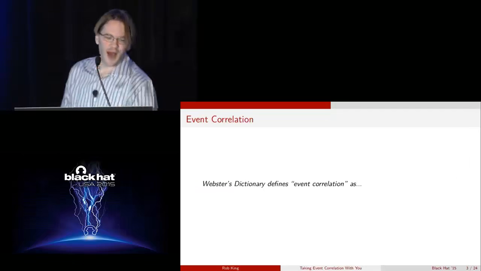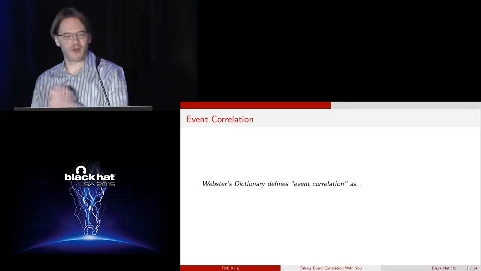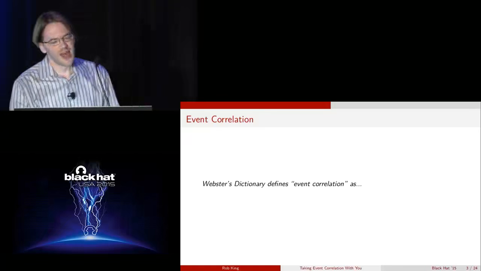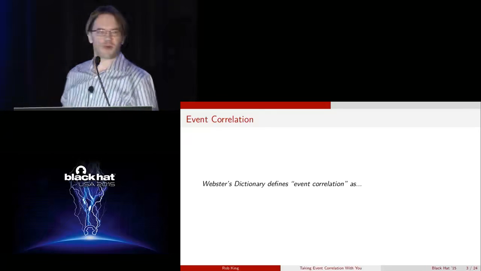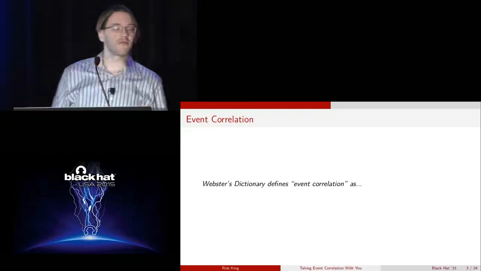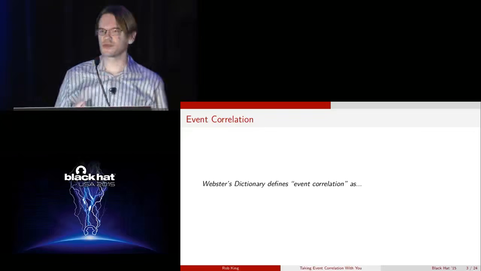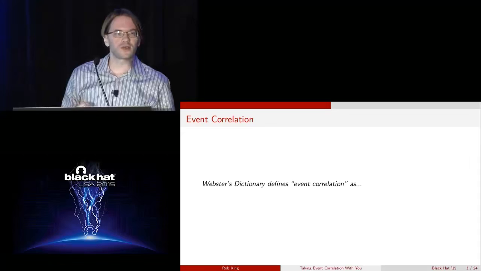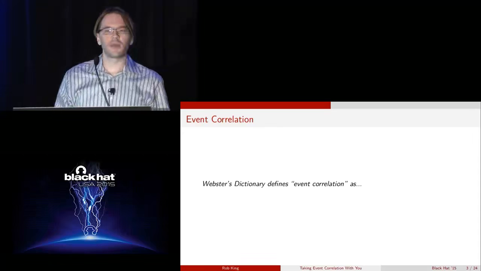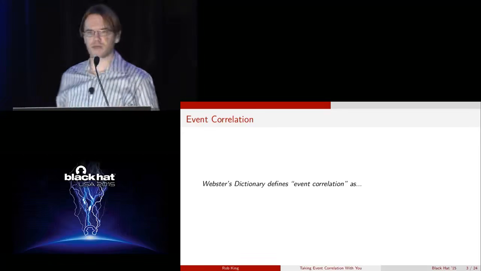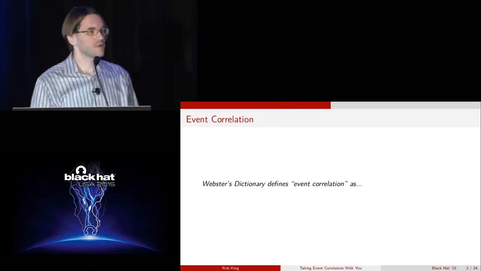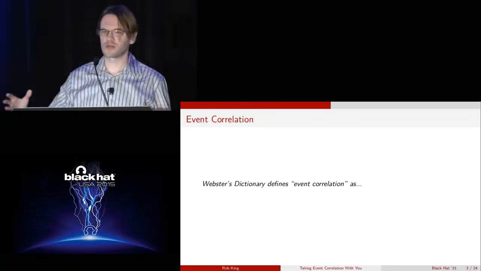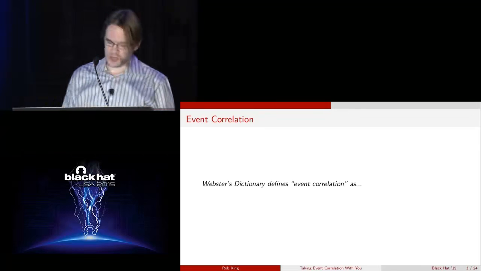So I always wanted to do a professional presentation that started with Webster's Dictionary defines, but there's no actual definition of event correlation in Webster's Dictionary. So what do I mean when I talk about event correlation? Well, what are events? Events are all the little things that you might care about going on in your network. A web request, a login, anything like that. Anything can be modeled as an event. Event correlation is extracting information from that aggregate set of events, from that stream of events. And that's what we're going to be talking about during this talk.